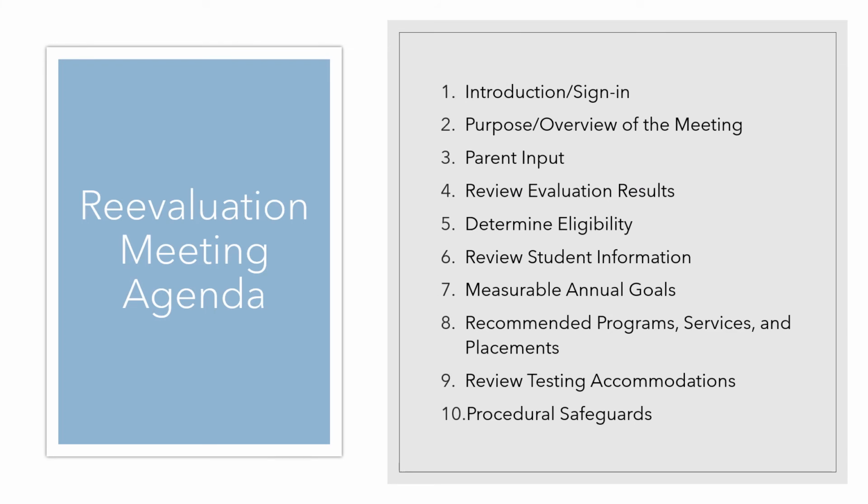In terms of a reevaluation meeting agenda, the agenda remains the same, except for the fact that the school psychologist will review evaluation results. Every 3 years, the school psychologist will either complete a records review or a reevaluation with testing, and then the committee will determine eligibility. If the student continues to qualify as a student with a disability, they will then review the remainder of the IEP.